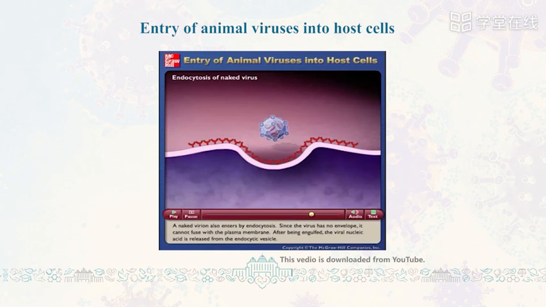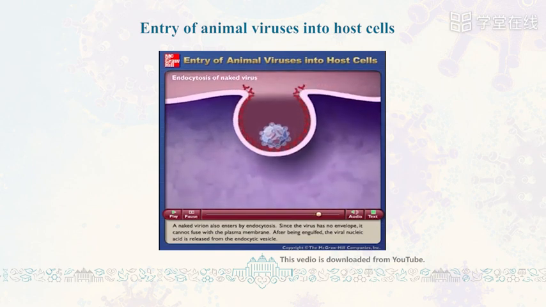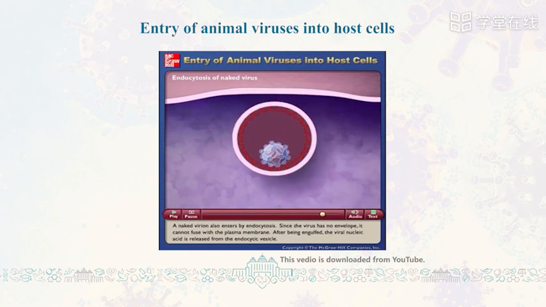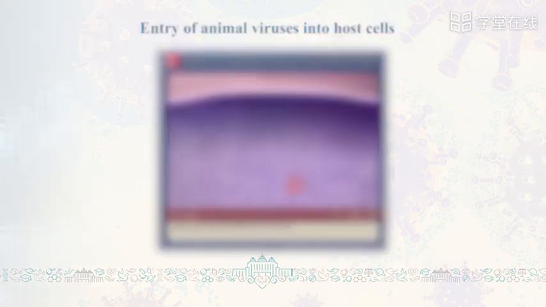A naked virion also enters by endocytosis. Since the virus has no envelope, it cannot fuse with the plasma membrane. After being engulfed, the viral nucleic acid is released from the endocytic vesicle. The nucleic acid then separates from the capsid.